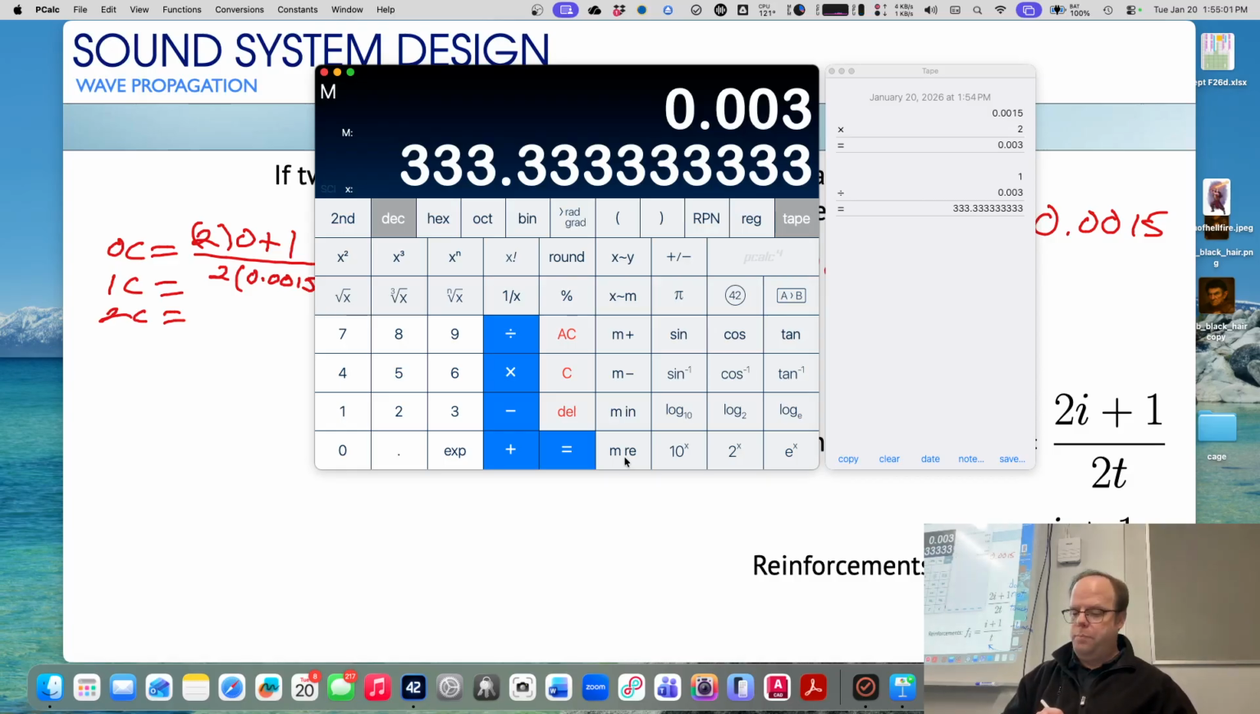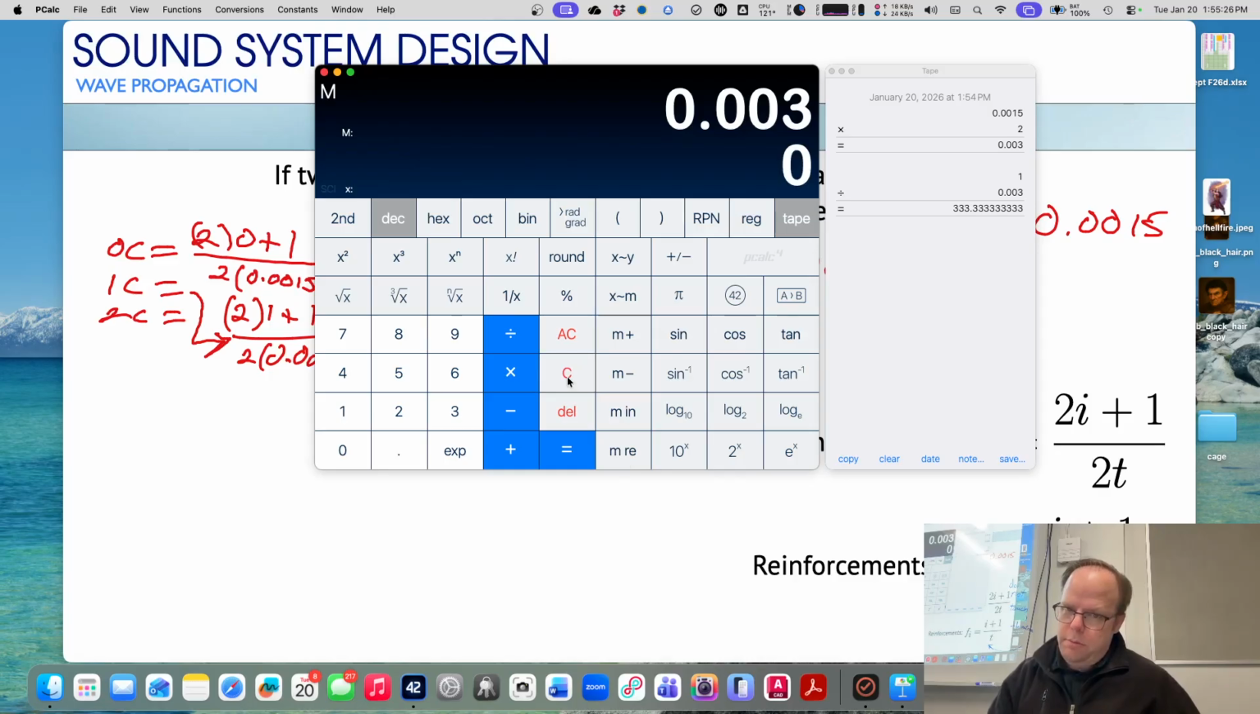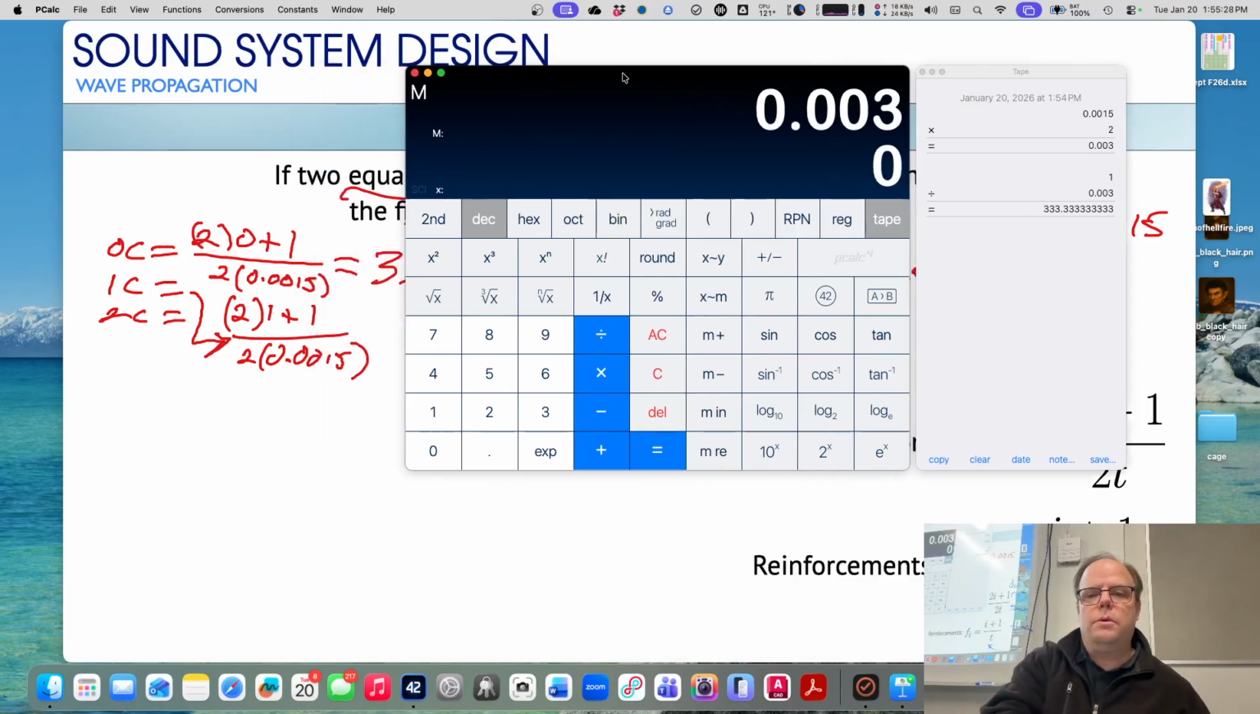Yeah? Okay, so next one, I'm going to run out of space here, so that's okay. So this will be 2 times 1 plus 1 divided by 2 times 0.0015. Okay, so this is going to be, well, I'll move it over here so you can see.